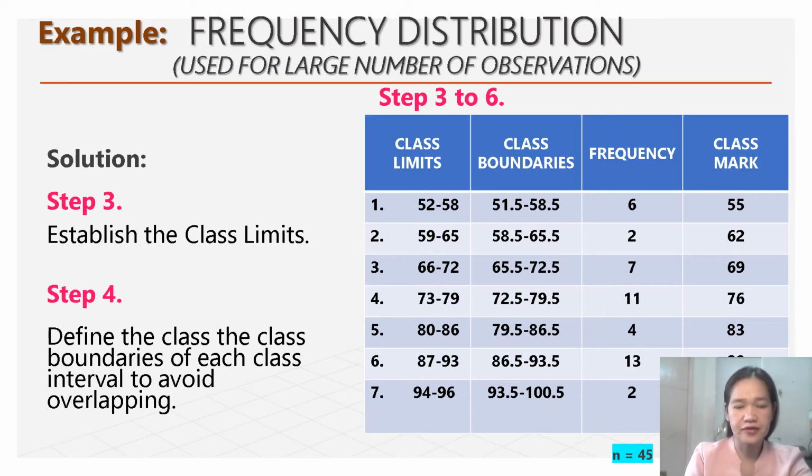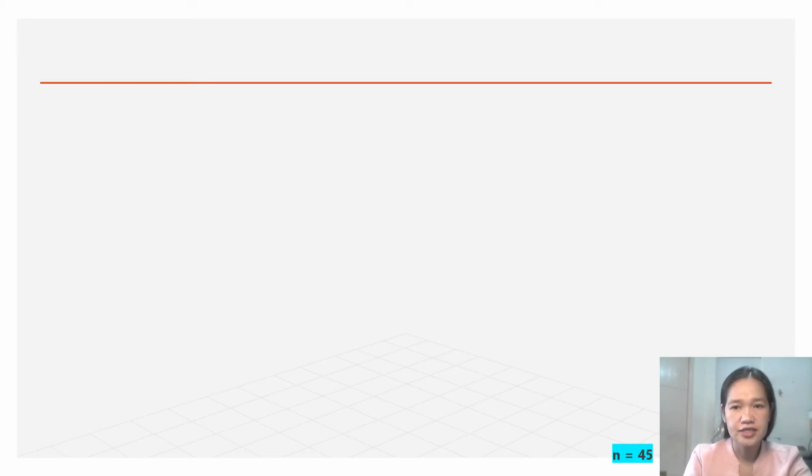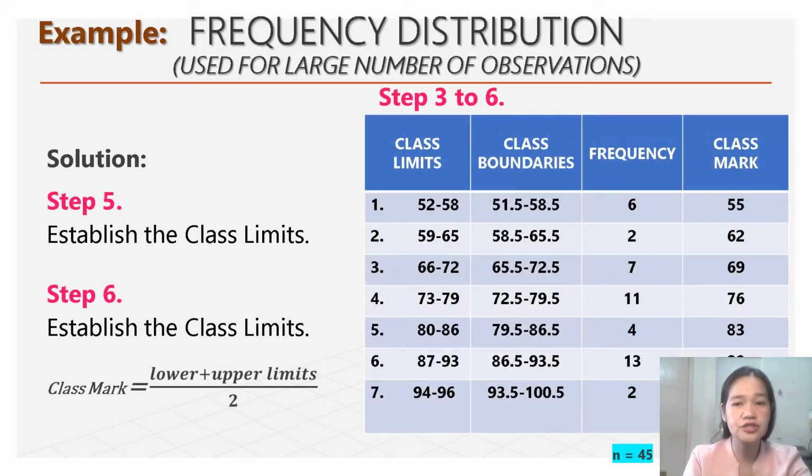And then for steps 5 and 6. For step 5, we have to tally the observations to get the frequency of each class interval. And for step 6, we have to determine the class mark, wherein we follow this formula. Class mark is equal to the lower plus upper limits divided by 2. So we get the class mark, which is equal to 55.